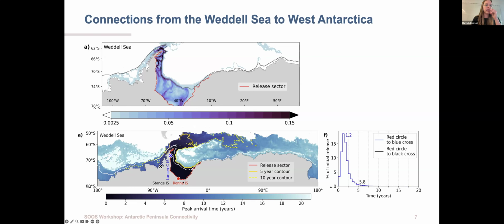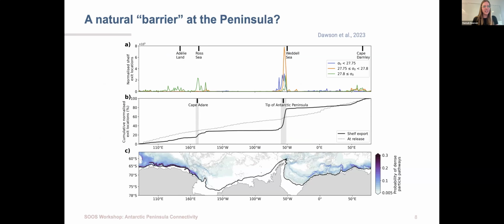On the right, I'm showing a histogram of transport timescales. It takes particles that were released across the shelf at the red dot about a year to reach this region indicated by the blue star. And then it takes them roughly another 5 years to make it around the peninsula down into the Bellingshausen Sea, indicated by this yellow star. And you can't really see that histogram on the right because the percentage of particles that are making it all the way around is so tiny. But that's the timescale of those particles that do, at least in this model.